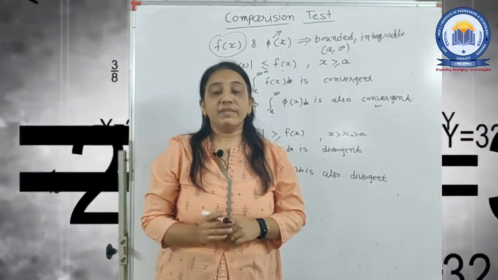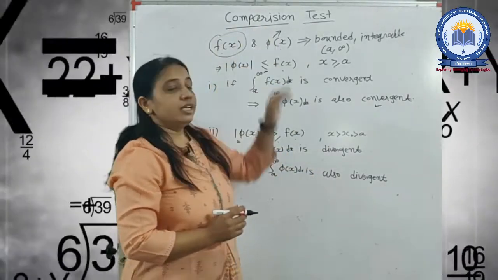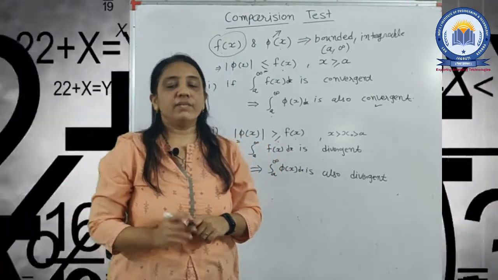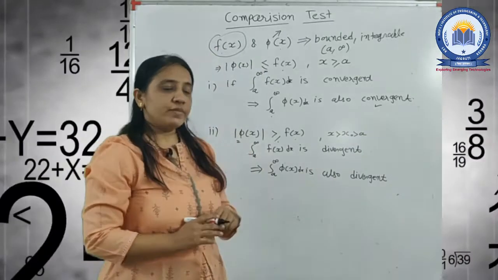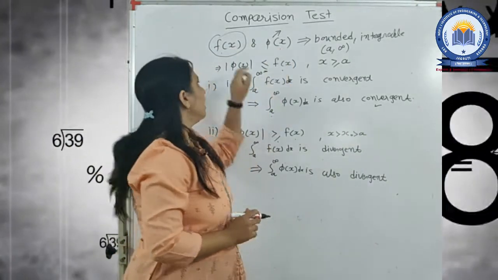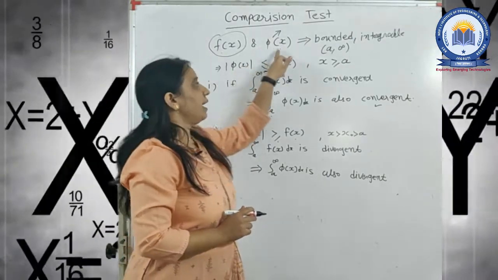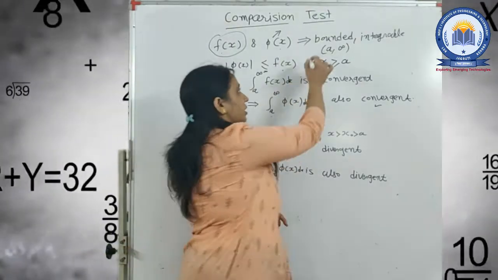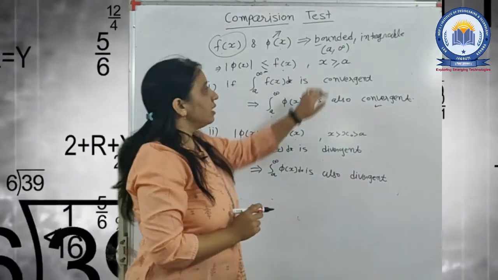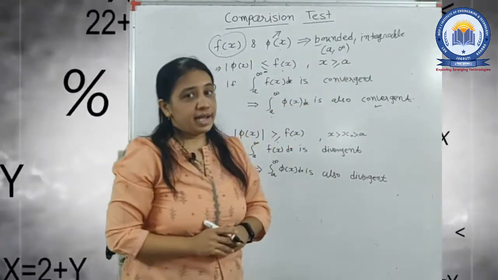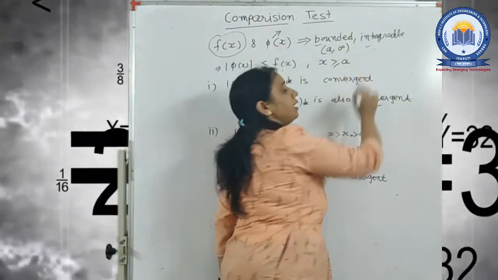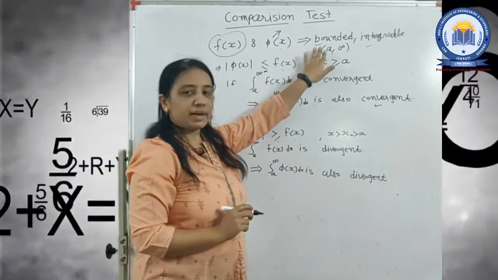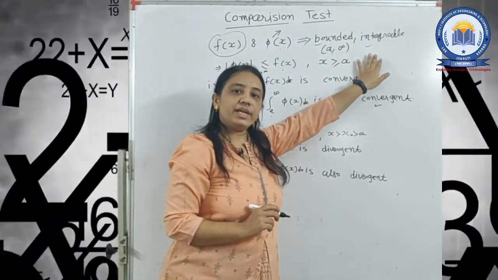The word comparison itself tells you that some comparison is going to be there, and for comparison we will use functions. So obviously we will have two functions, suppose f(x) and phi(x). Two functions are there which are bounded in some interval, say a to infinity, and both are integrable. This is the precondition for that.